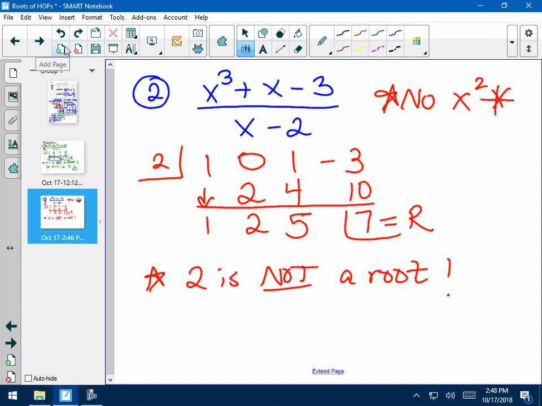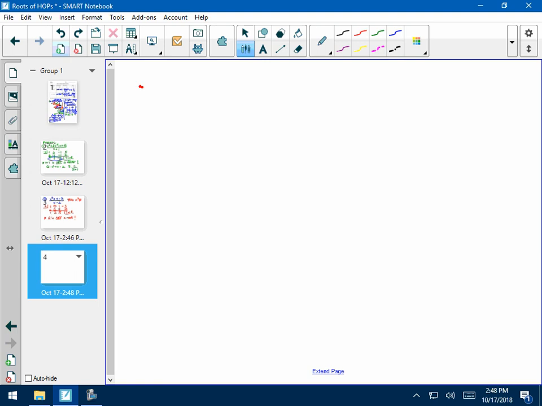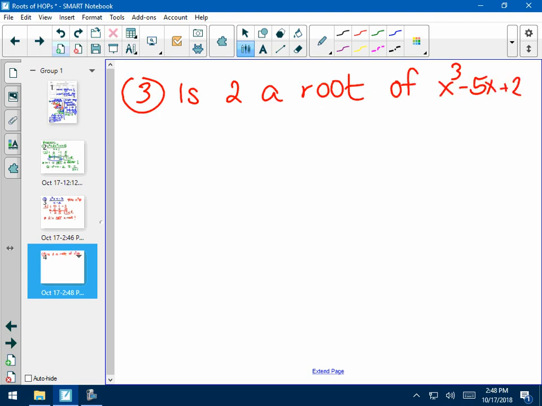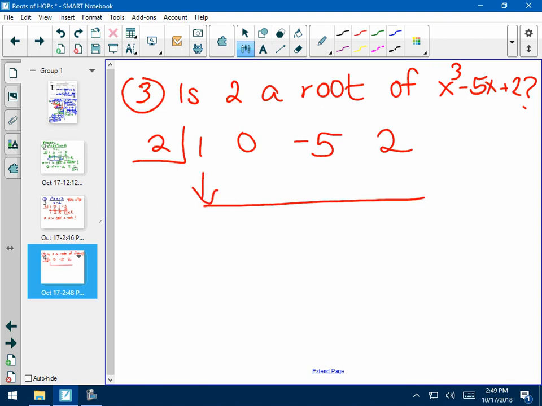So similarly, I might actually ask you the question here, is 2 a root of x cubed minus 5x plus 2? So I would just test it with synthetic division. And if I'm answering this question correctly, I'm going to confirm whether or not the remainder is 0. Okay, so I'm going to take the coefficients from that cubic, which are 1, 0, -5, and 2. Right, we have no x squared term again, so we have to put 0 as a placeholder.